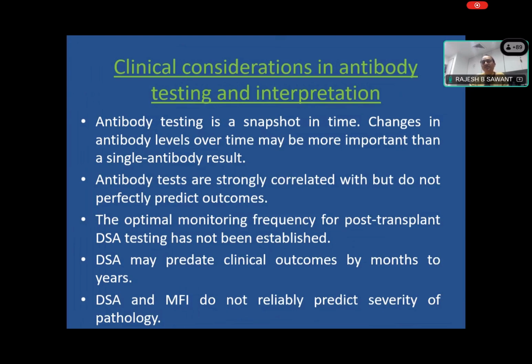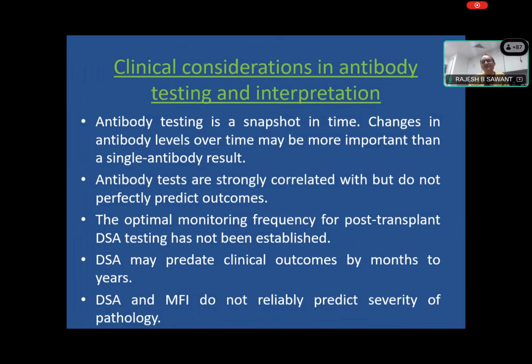Then, the optimal monitoring frequency for post-transplant antibody testing has not been established. If you talk to institutes, they will have their own protocols. Some of them will screen only once or twice after the transplant, whereas others test every month for the first 3 months, then every 3 months, followed by every 6 months, and taper it off. These antibodies may predate clinical outcomes by months to even years. So today you may have a donor-specific antibody detected, but clinically everything is fine.